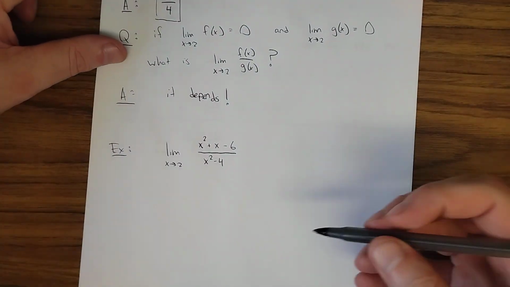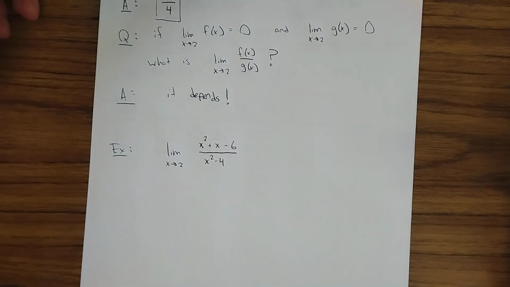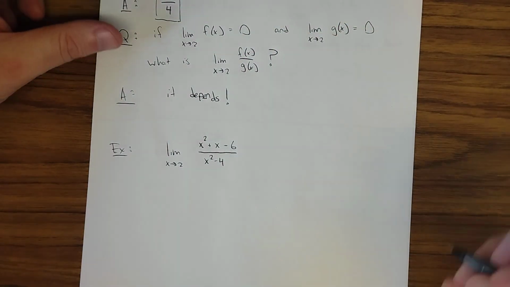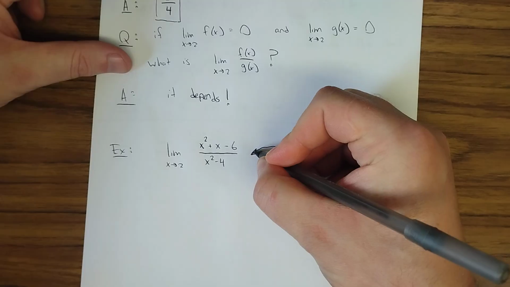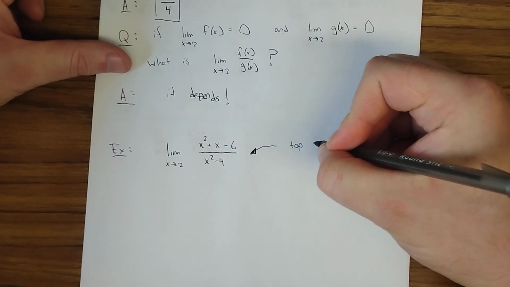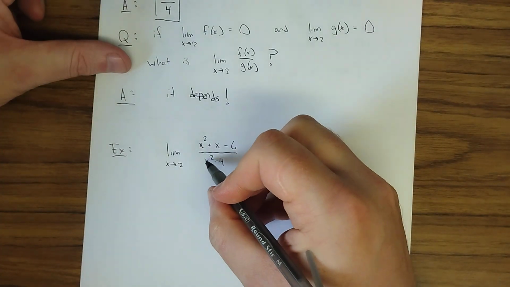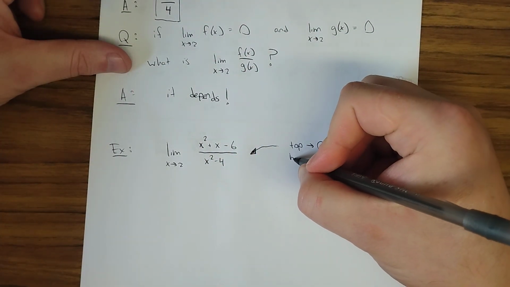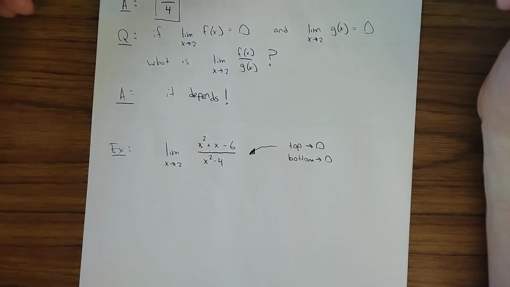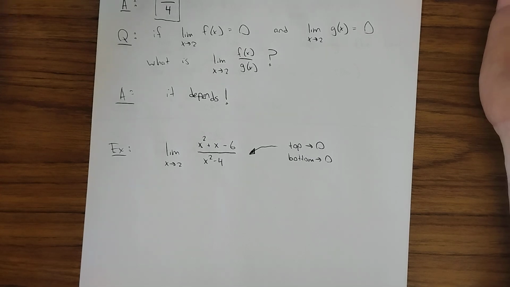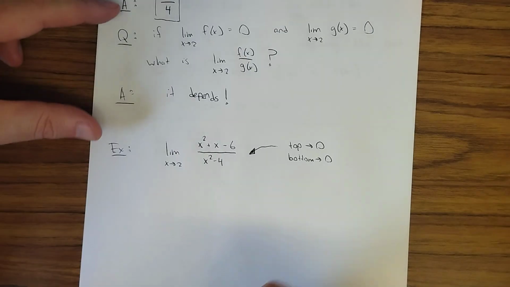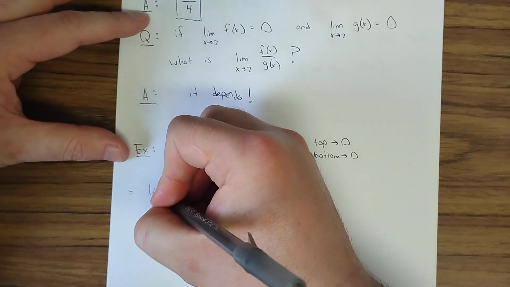And we've seen plenty of examples like this, say in Calc 1, just to remind you, here's the limit as x goes to 2, and if we check, plugging in 2 on the top gives me 0. Plugging in 2 on the bottom also gives me 0. So this is an example of the situation I was just describing. We're doing the limit of a fraction where the top goes to 0 and the bottom also goes to 0.